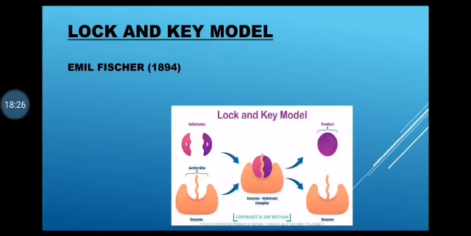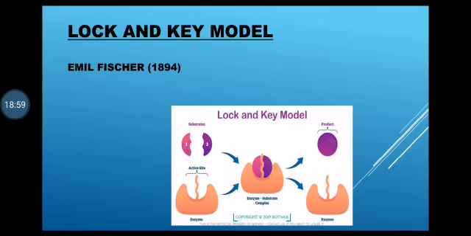First of all, we will discuss the lock and key model. This model was first given by a German chemist Emil Fischer in 1894, and according to this model, both the enzyme and substrate possess specific shapes that fit exactly into one another. This model explains the enzyme specificity.